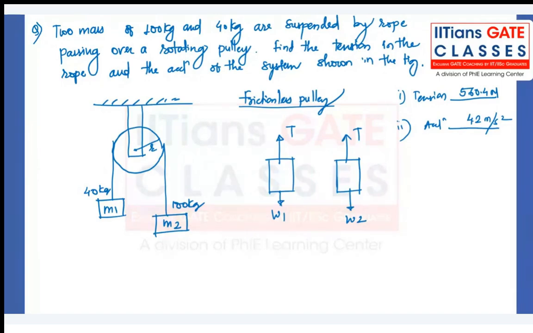So obviously the 100 kg block is heavier, so it will start accelerating in this direction. As the motion of the second block is downward, M2A will be acting in the upward direction. The mass M1 is moving upward because of the lesser weight, right? So M1A will be acting in the downward direction.